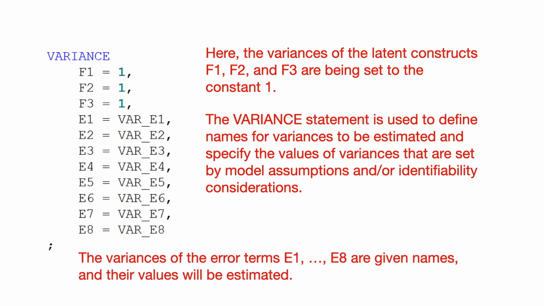The last several lines are the variances of the error terms E1 through E8, and it is there that we give them names. So the variance of E1 is denoted by var underscore E1. The variance of E2 is defined to be represented by the label var underscore E2, and so forth down to the last one. And so we are assigning variable names to these variances, and because of that, their values are going to be estimated.